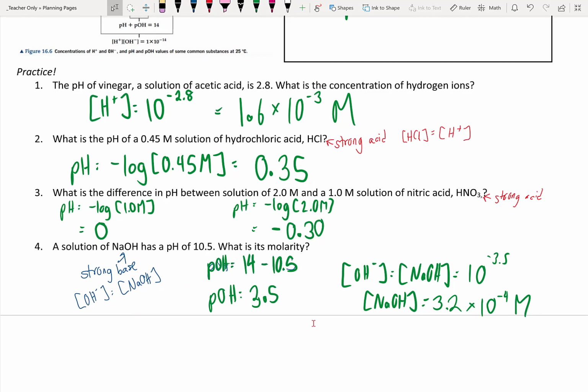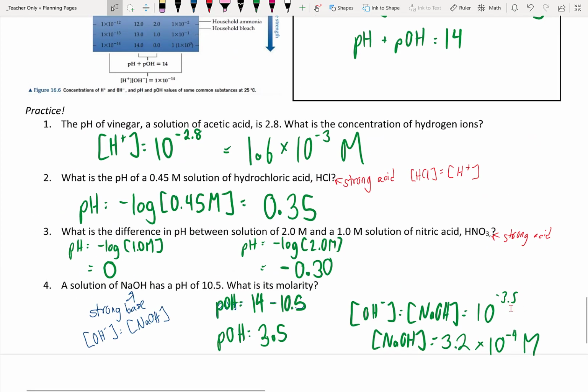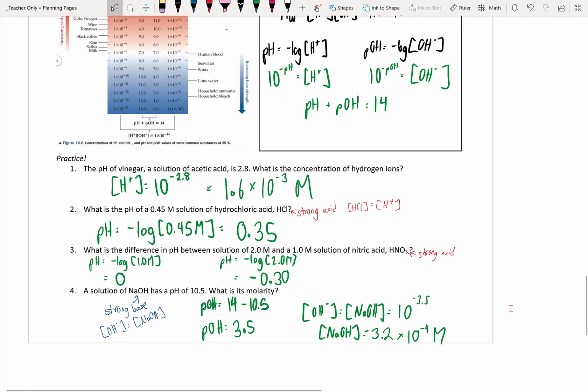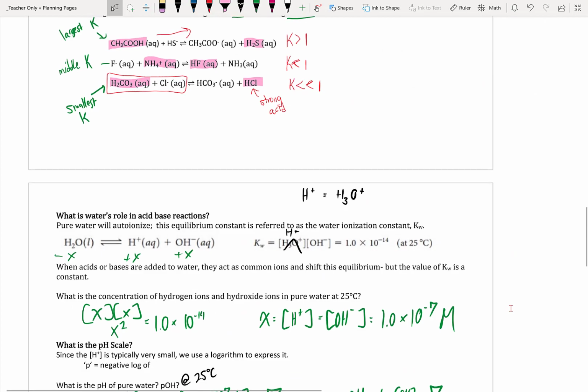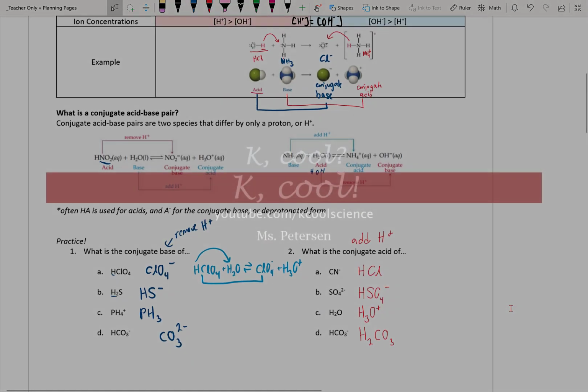And you could always check it by doing the other method. 10 to the negative 10.5 would be 3.2 times 10 to the negative 11. And if we do 1 times 10 to the negative 14 divided by that, we get 3.2 times 10 to the negative 4. And that's the basics of pH. Okay, cool?